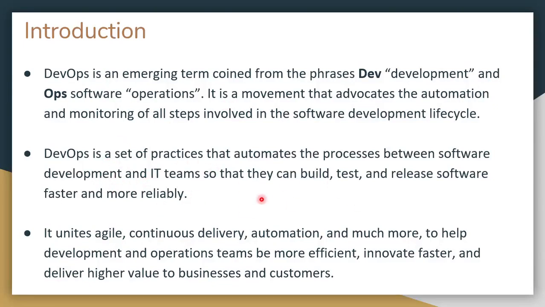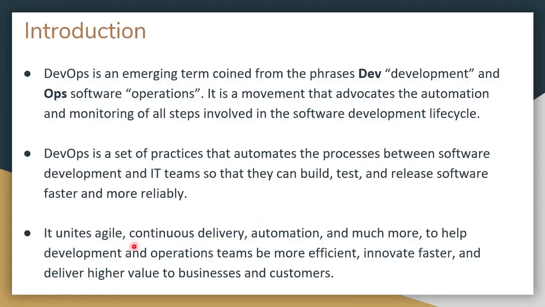DevOps is a set of practices that includes automation of processes between the development and the IT teams. So IT teams can automate their build, test, and release processes faster and more reliably, and also with fewer errors, and also ensure that builds run successfully and often, and tests run often, and all products are tested. There are ways to automate testing using testing scripts.